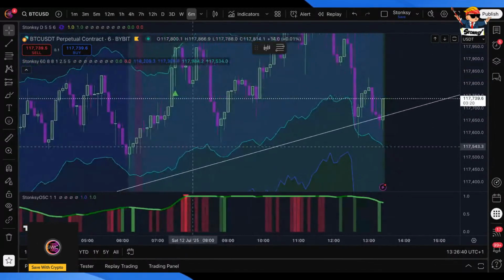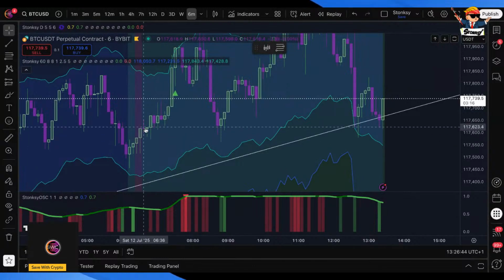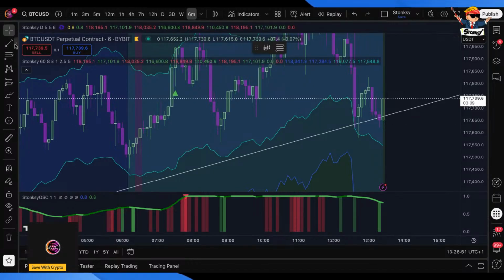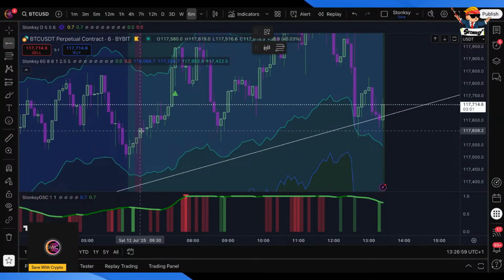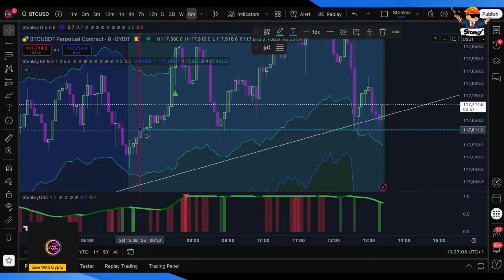Now, this actually would have worked with my idea that when you see it cross from red to green, if you miss the entry, it's worth setting an order for wherever it crossed into the green. If I just put in a horizontal ray, that would have been where that green candle then became the red body of the candle, just there.